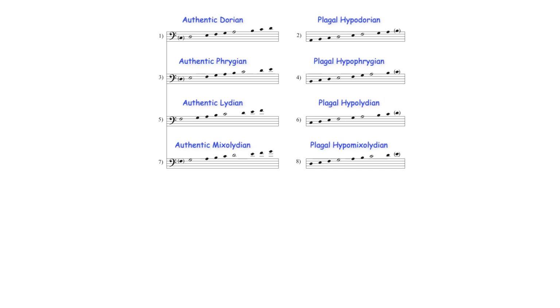Each mode pair shares the same final. Whether an authentic or plagal label is assigned depends on the location of the mode's melody to its final. Use of the authentic label, for example, indicates the mode's melody is located mostly or completely above its final, and a plagal label indicates all or the majority of a mode's melody is located below. Here, for example, the mode is hypomixolydian as its range extends below its G final.